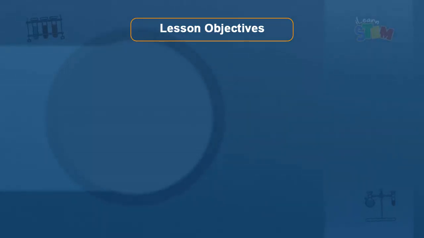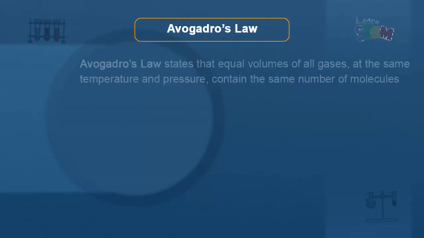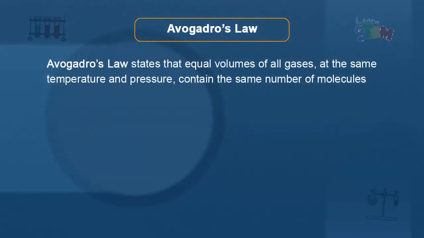Our lesson objective for today is to explain Avogadro's law. Avogadro, an Italian scientist, proposed that equal volumes of all gases, at the same temperature and pressure, contain the same number of molecules. This idea is known today as Avogadro's law.